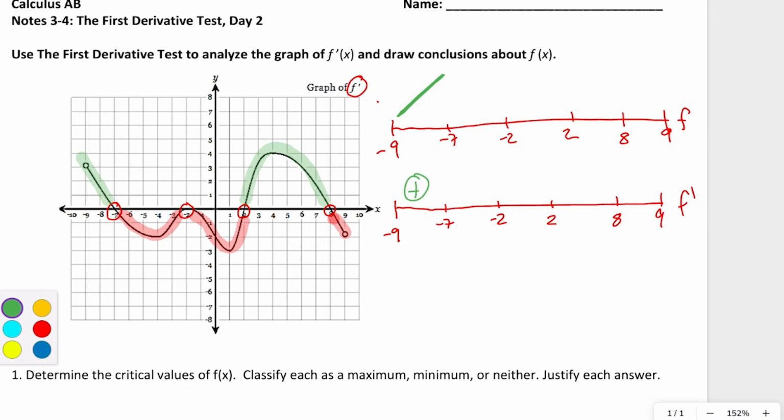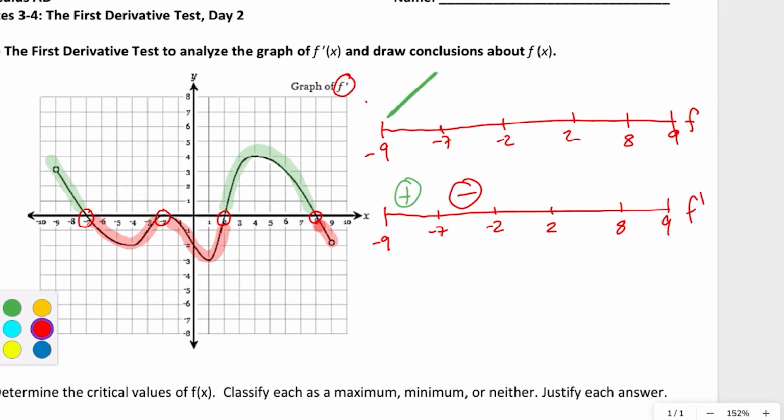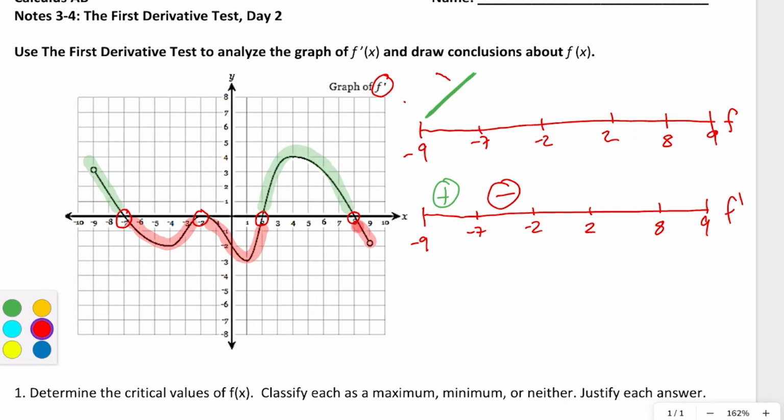Okay. In the next interval, the graph is below the x-axis. That means that the derivative, or the slope, is negative. Right? So on the original graph f, even though we're not really ready to sketch that out yet, we'll get there eventually, at least at a baseline, we know that the slope in that interval is negative. So the function is decreasing in that interval, right, of the original graph.